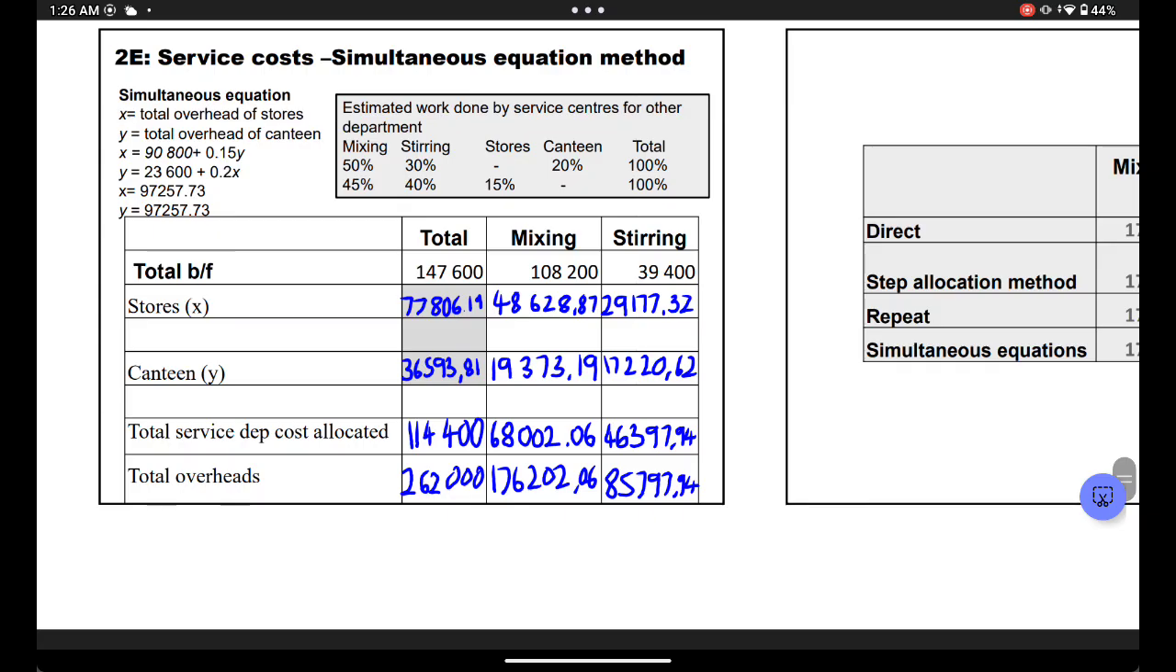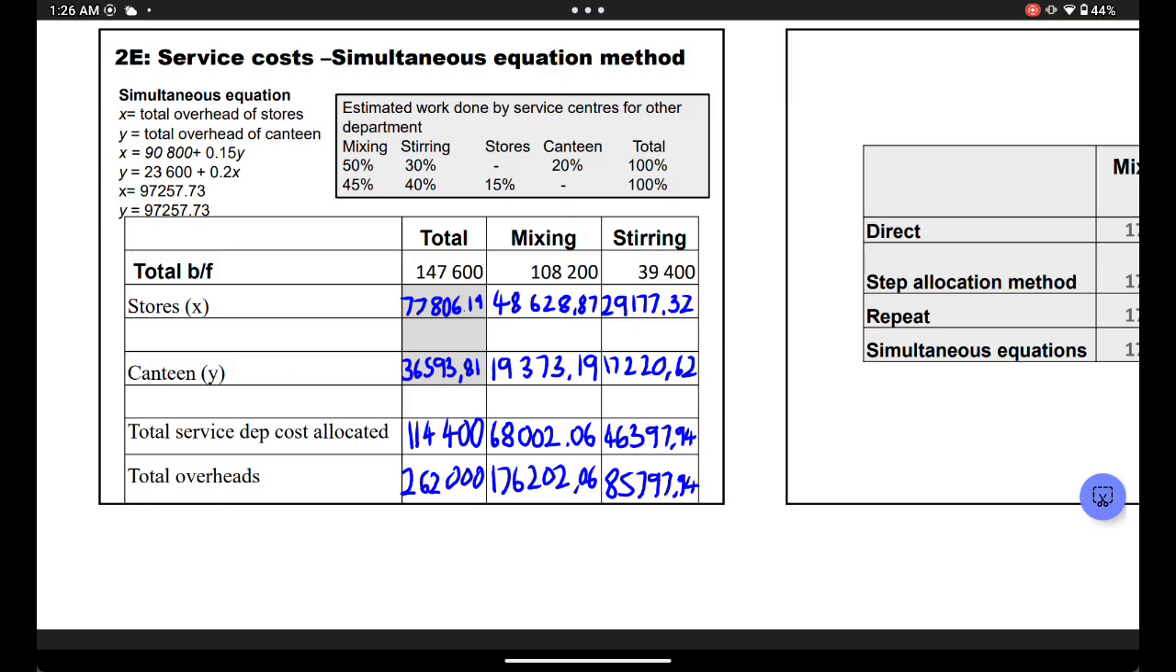You get 48,628.865. Round it off, that's 87. There we go. That's how I got my mixing. You take the same X, 97,257.73, times for the steering, 30%, and you get this amount. See, for the X, that's how we allocate. And then obviously you add this up, you get that.